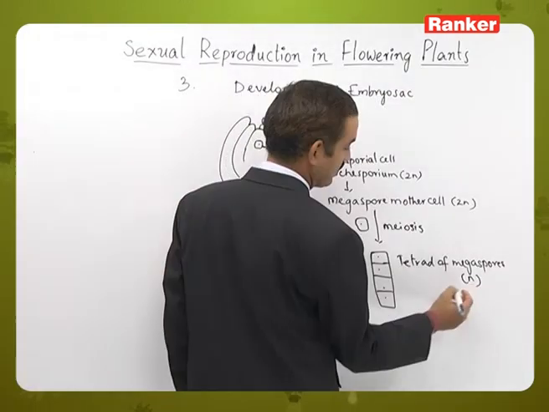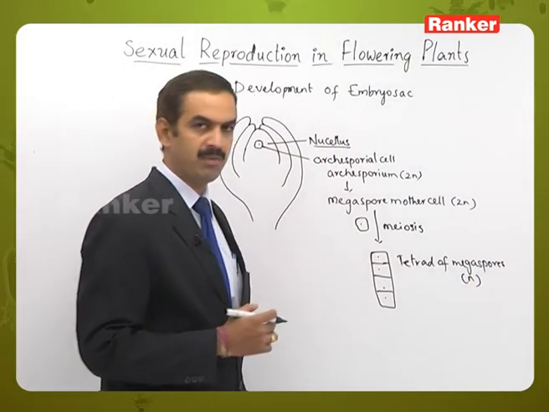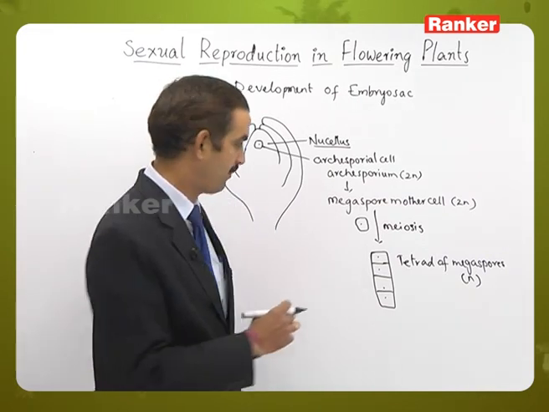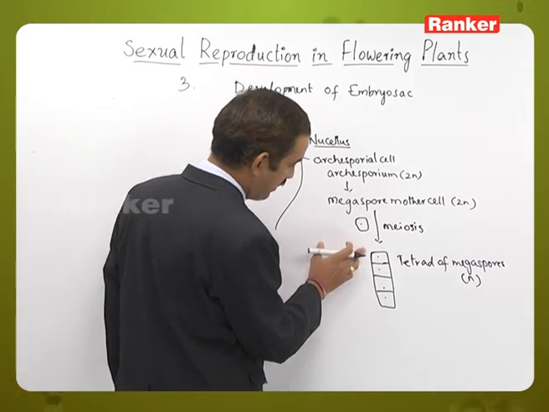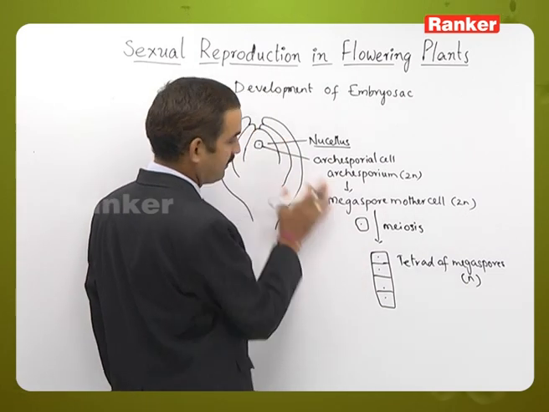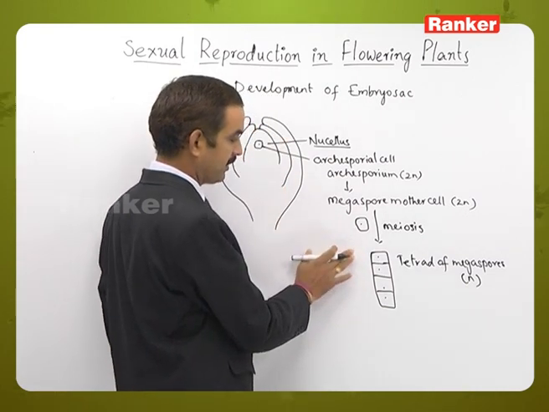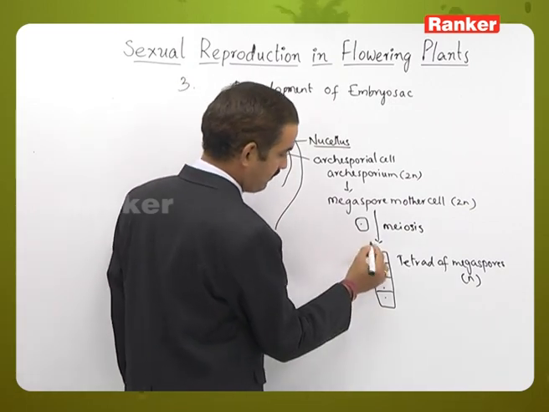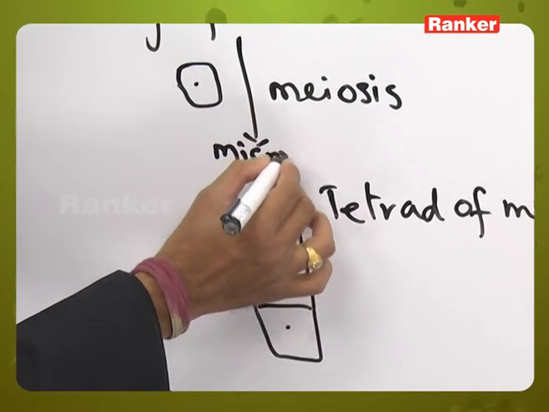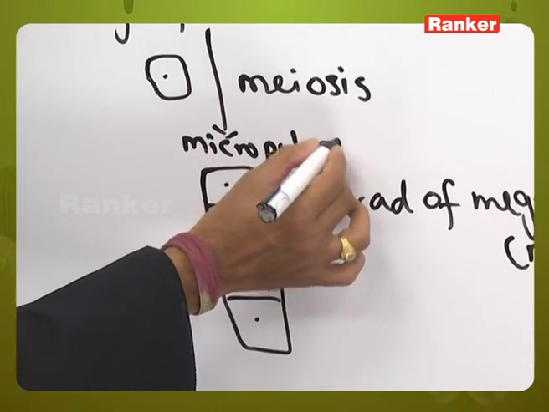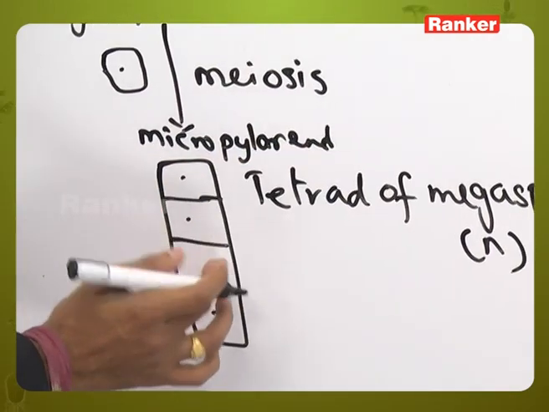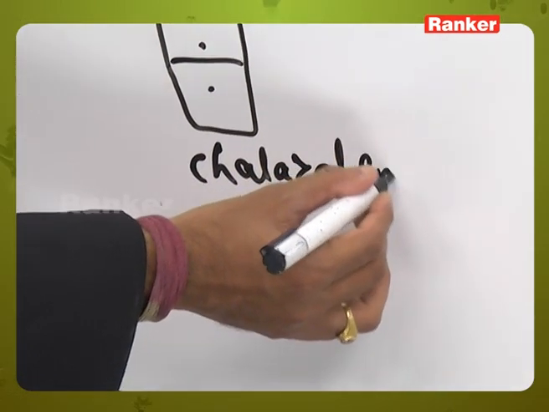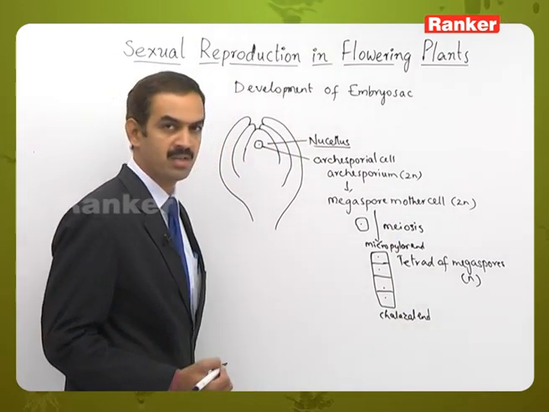And all the megaspores are haploid because meiosis has taken place. When meiosis occurs, the chromosome number gets reduced to half. Out of these four, the upper three, which are towards the micropylar end, will degenerate, and the one which is towards the chalazal end will be retained as a functional megaspore.